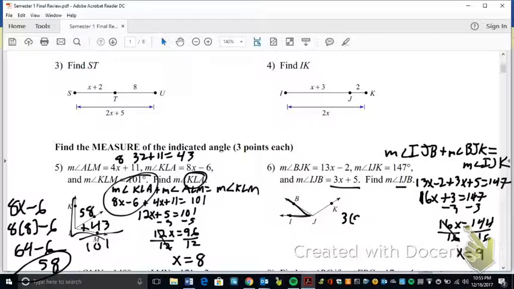We're looking for IJB, 3x plus 5. So we're going to go 3 times 9 plus 5, 27 plus 5, or 32. Okay, so that's how we got the measure of IJB is 32.